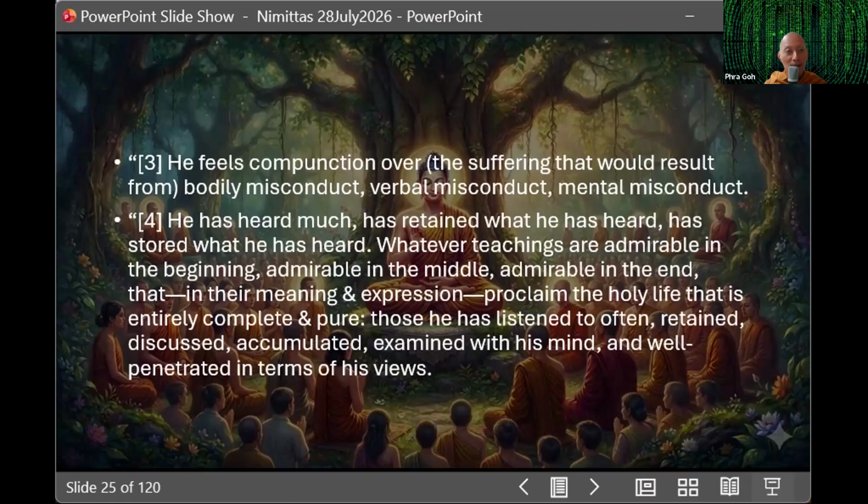And number 4, he has heard much. He has retained what he has heard, has stored what he has heard. Whatever teachings are admirable in the beginning, admirable in the middle, admirable in the end, that in their meaning and expression proclaim the holy life that is entirely complete and pure. Those he has listened to often, retained, discussed, accumulated, examined with his mind, and well penetrated in terms of his views.